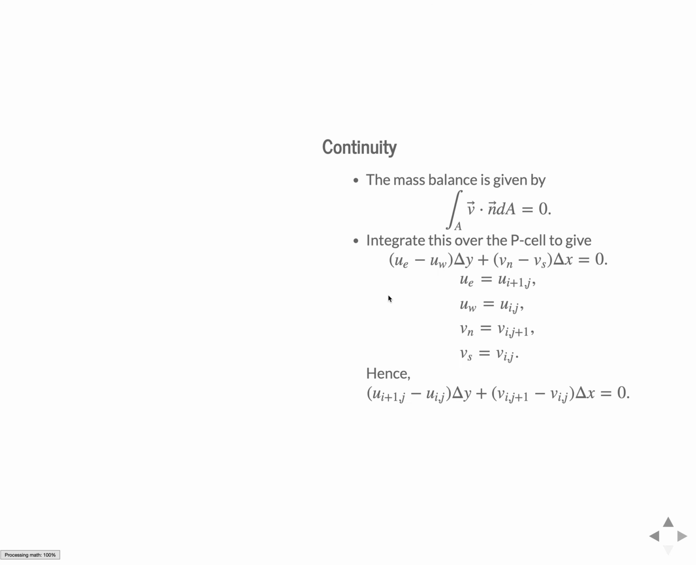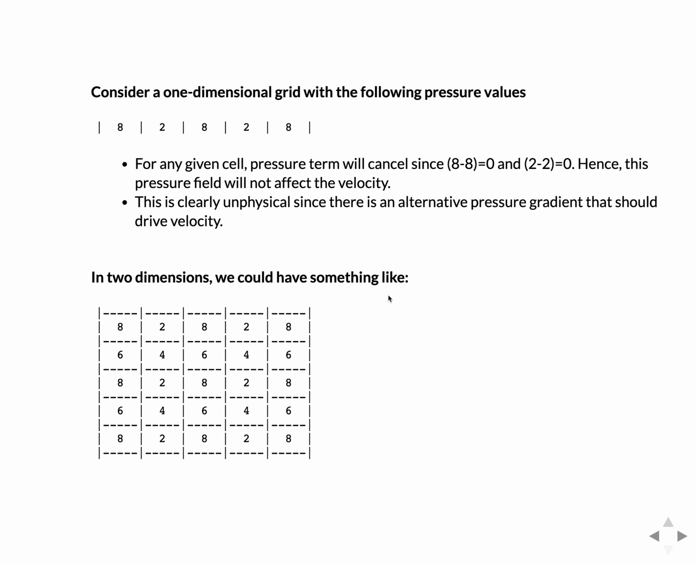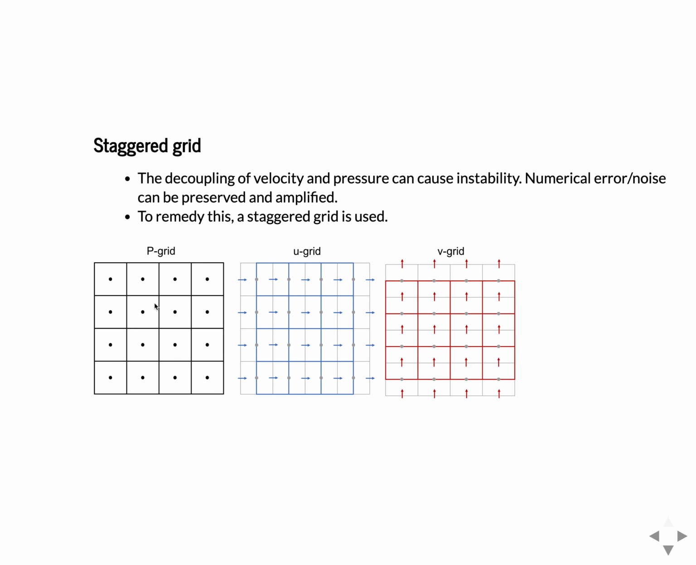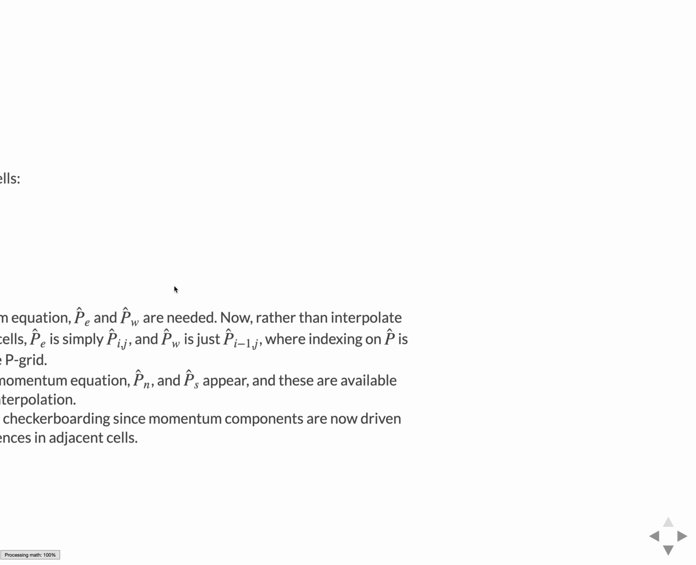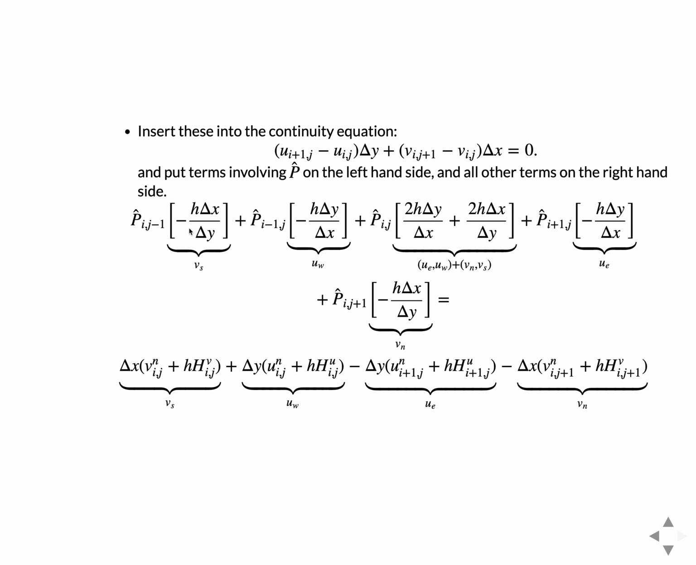So if we go back to our grid, our P grid here, for a given cell, we have neighbors up and down, north and south, and we have neighbors east and west. So we're going to have P i,j-1, P i-1,j, P i,j, P i+1,j, and P i,j+1. And that's what these terms are: the lower, the left, the middle, the right, and the top.